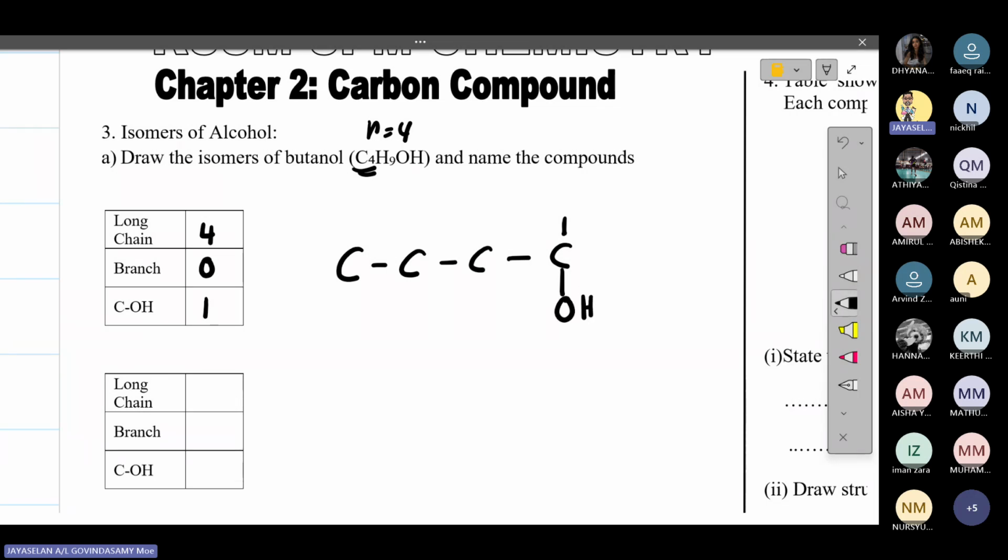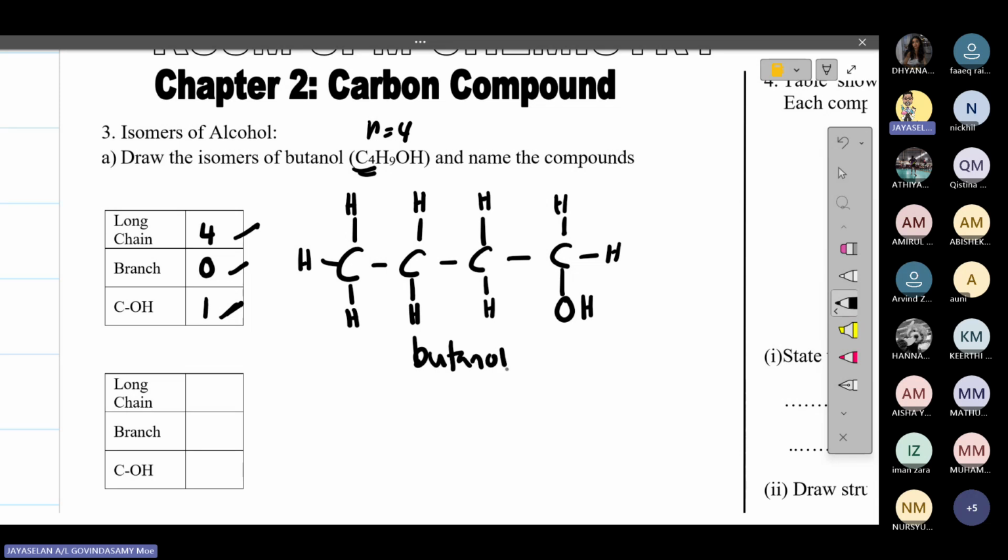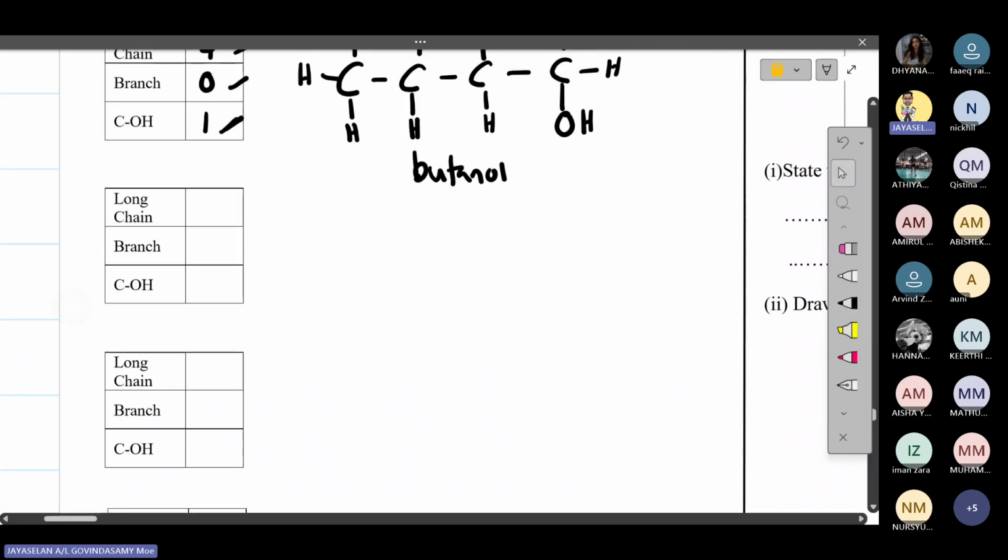Okay, each carbon, so this one is done, this one is done, this one is done. Each carbon must have 4 bonding. Okay, 1, 2, 3, 4, 5, 6, 7, 8, 9. Okay, C4H9OH. What is the name of this compound? Butanol. 1 mark. Any question?